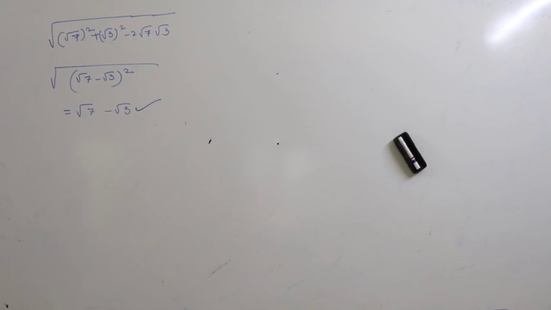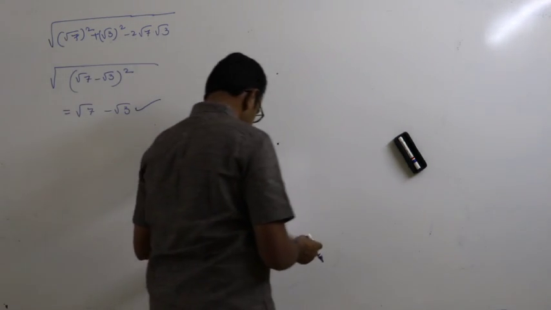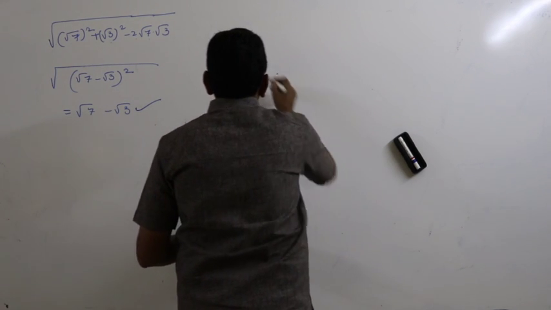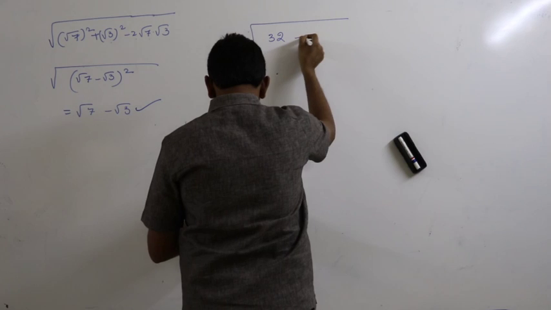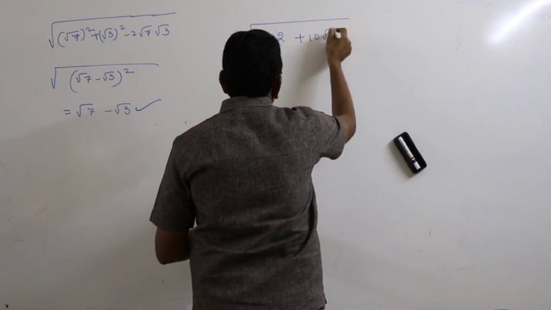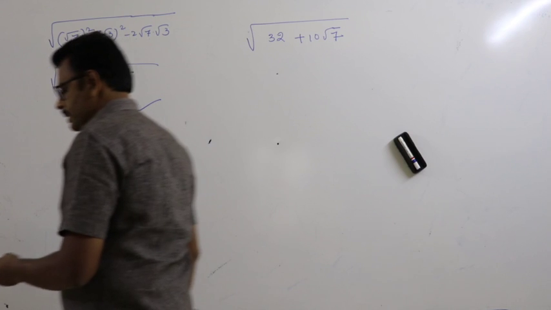Next one, find the positive square root of the square root of 32 plus 10 root 7.